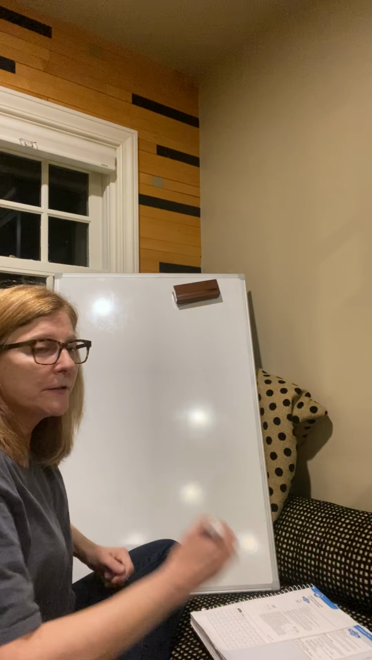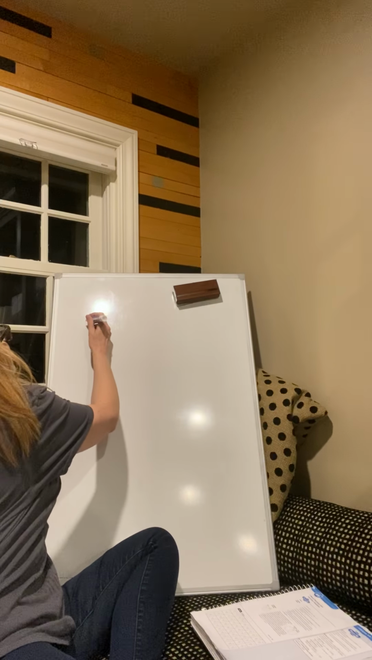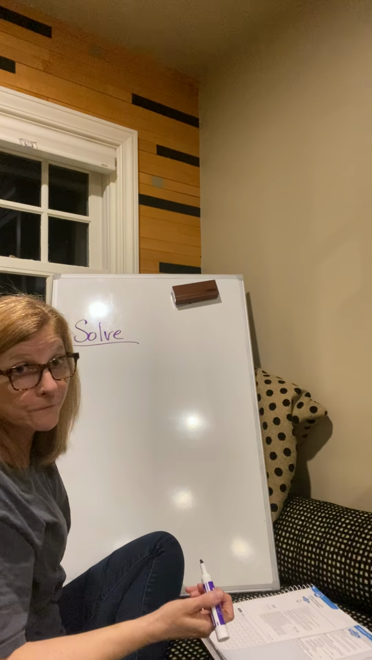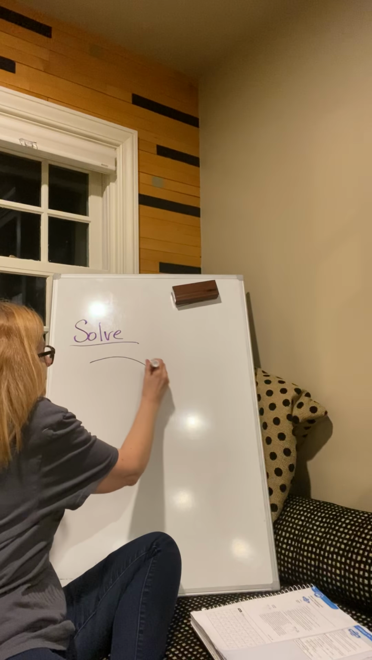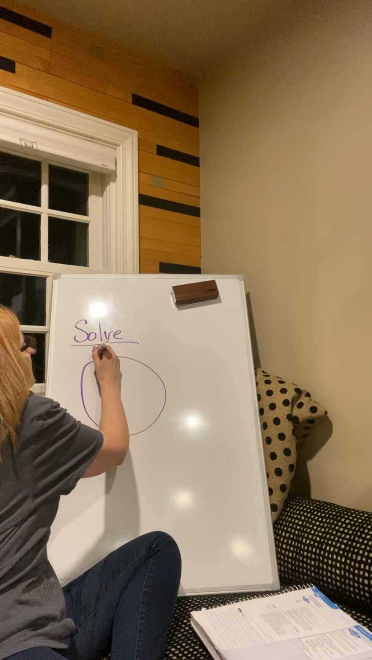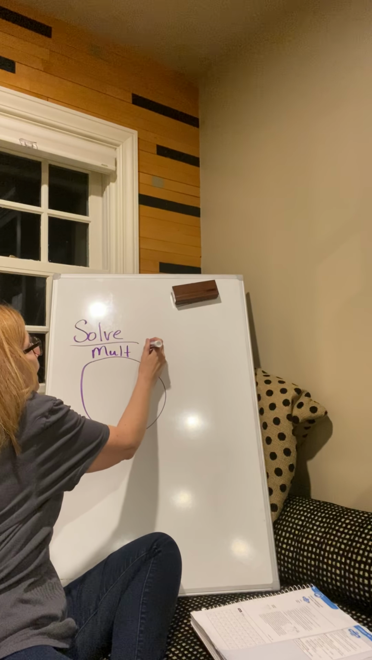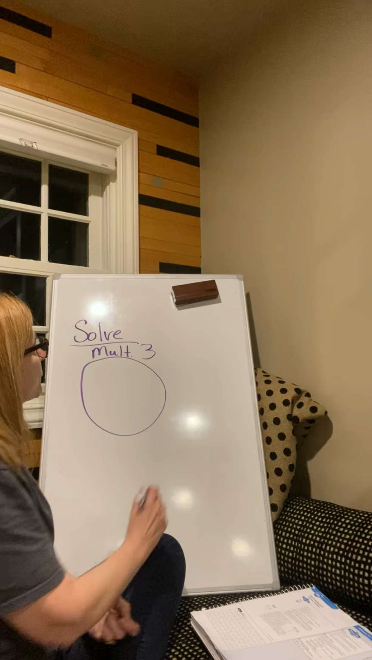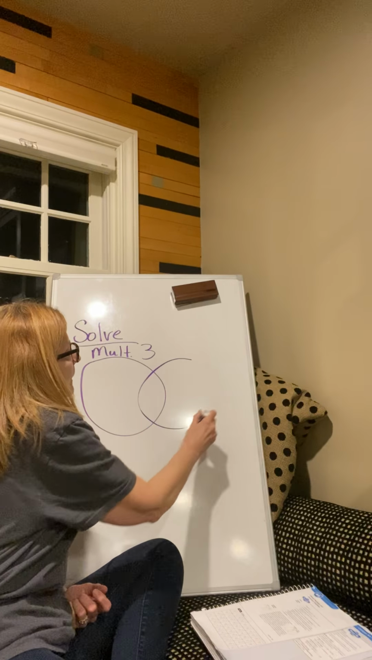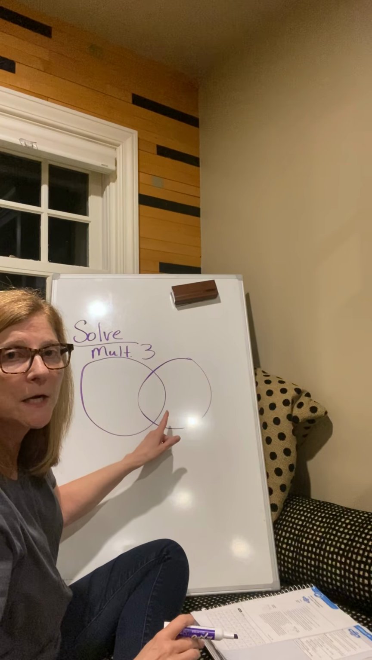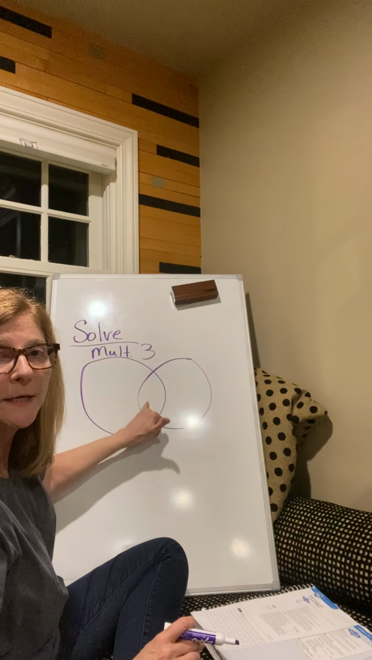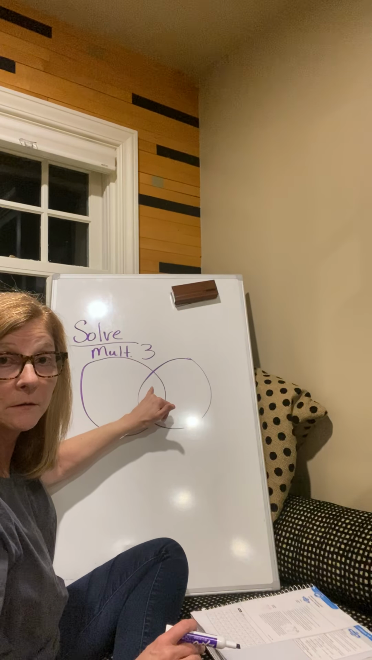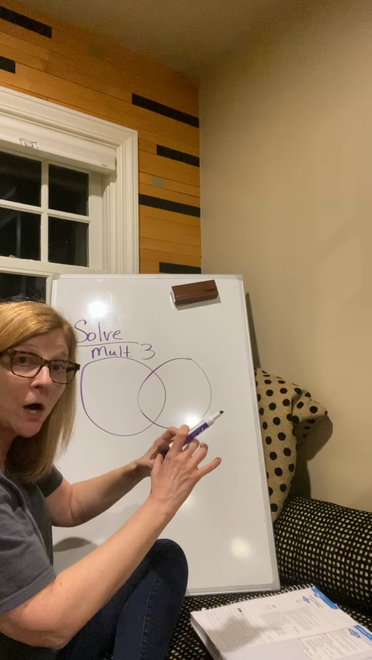So now let's go on to solving. So we've got solve. We're going to draw our first Venn diagram. The first part of it is a circle, and this is multiples of 3, and I'm going to abbreviate it MULT. So multiples of 3, and then remember the last time that we did Venn diagrams, I talked to you about you would have this intersecting part here where the circles have something in common.